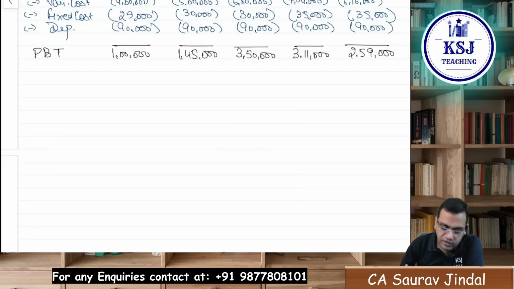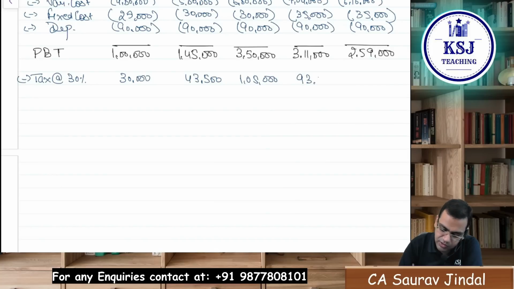After that, what you will do, sir? We will subtract from here tax. Tax at the rate of 30% is my tax rate which is given in the question. So in the first year it will be 30,000, in the second year it will be 43,500, third year it will be 1,05,000, then it will be 93,300 and last year will be 77,700.